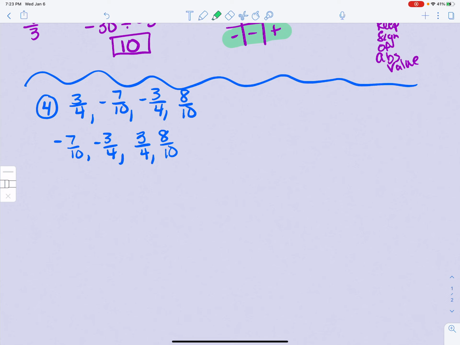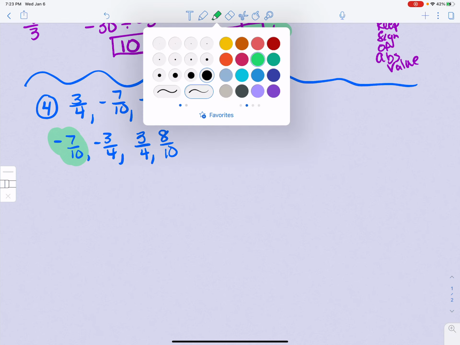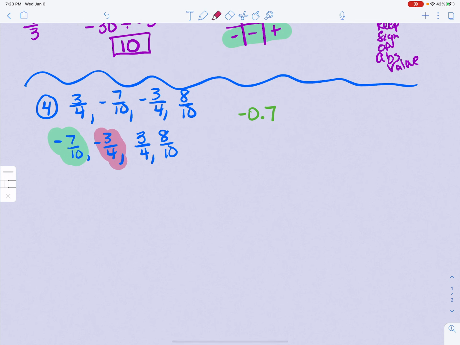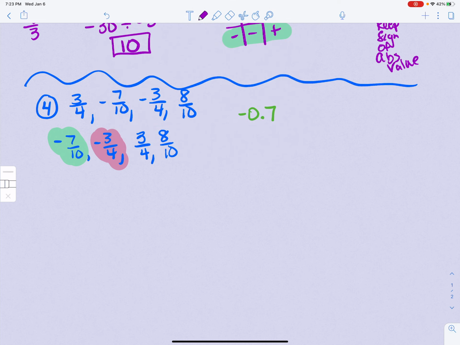And I am going to change colors to do the math as best I can. -7/10 corresponds to -0.7. That is -7/10 is the same as -0.7. -3/4 means, let's choose a color. Hopefully that's the same color. So 3/4 will be 3 divided by 4.